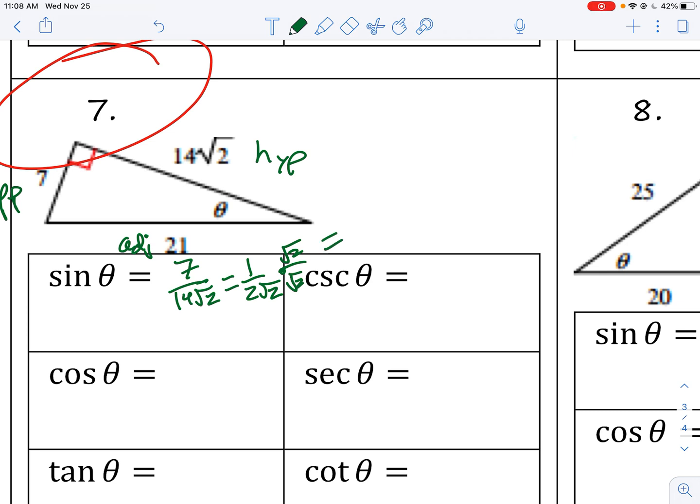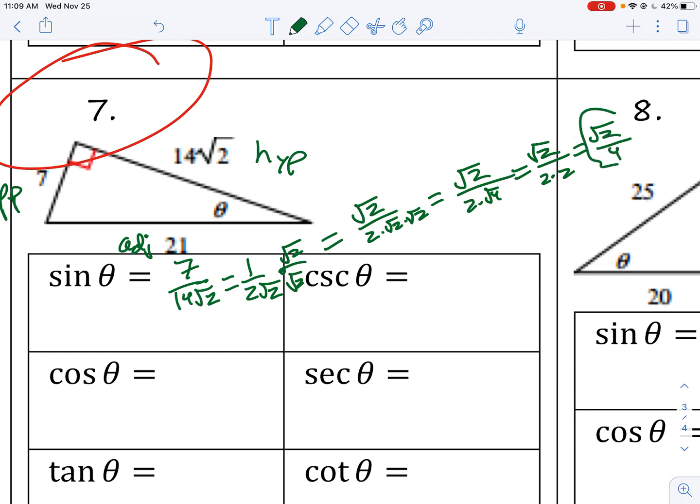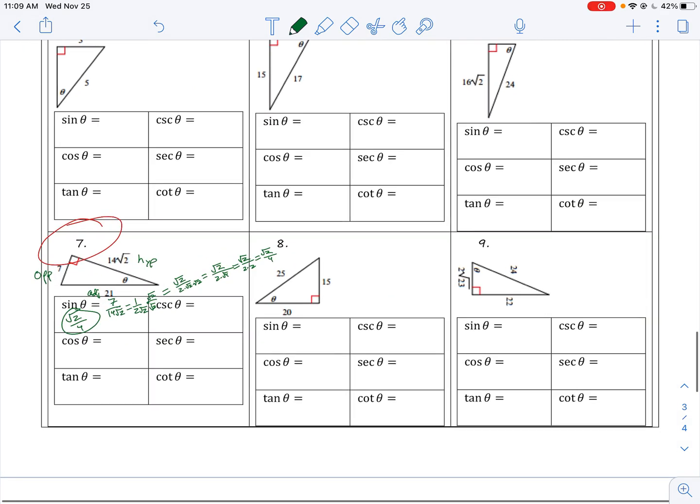I'm kind of running out of space here. You'll get root 2 over 2 times root 2 times root 2. Root 2 times root 2 is root 4, which is 2. So this becomes root 2 over 2 times 2, which is root 2 over 4. So this is actually what's going to be here for my sine. That's the simplified version of my answer, so root 2 over 4. So yeah, sometimes your fraction can simplify, and you should get used to simplifying them. But there you go. So you're just going through writing out your trig ratios.